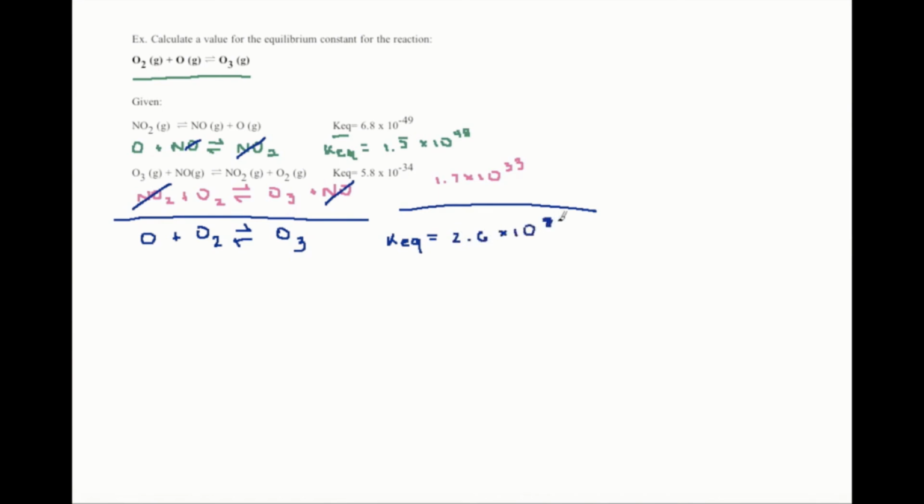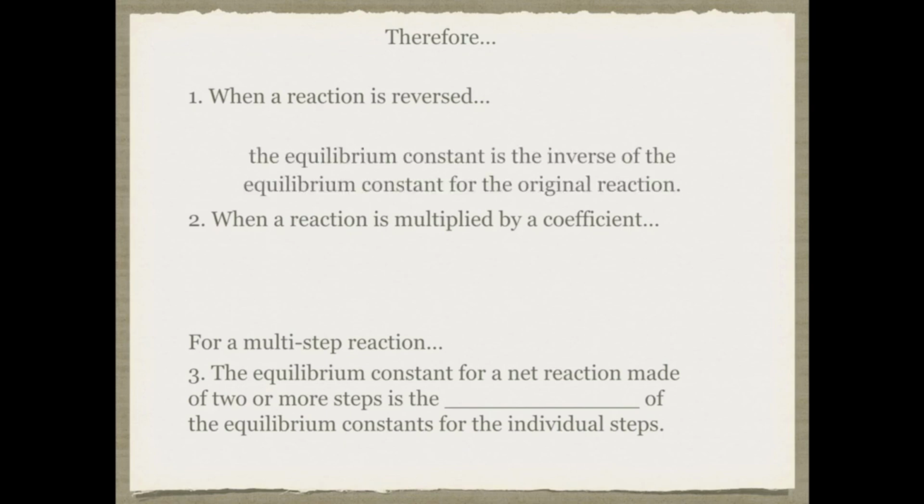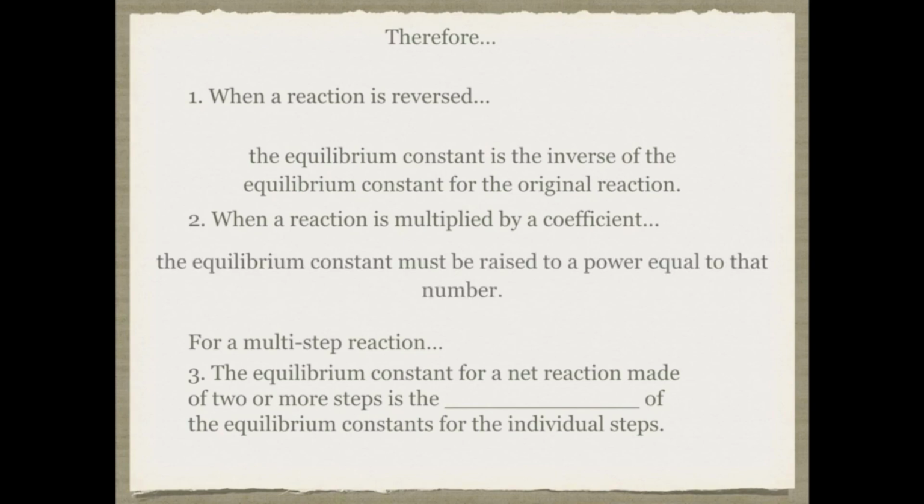So in the examples that I just talked about, we looked at 3 different ways of manipulating your equilibrium constant. The first one was when a reaction is reversed. If you reverse a reaction, your equilibrium constant is just going to be the inverse of the equilibrium constant of the original reaction, just 1 over that original value. If your reaction is multiplied by a coefficient, then the equilibrium constant is just going to be raised to a power equal to that number.